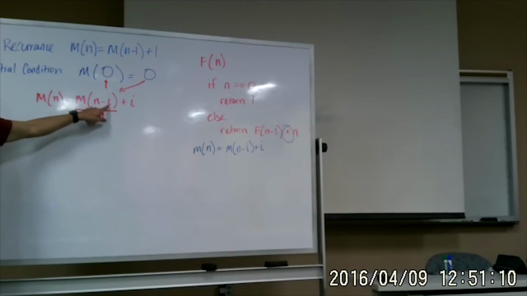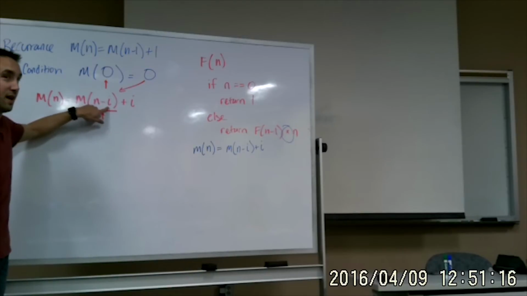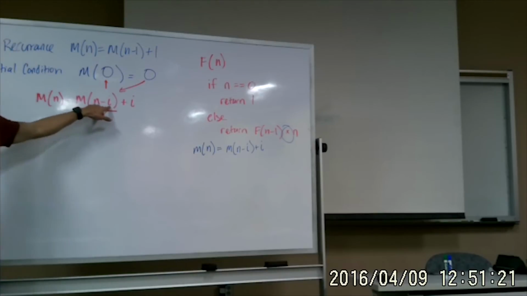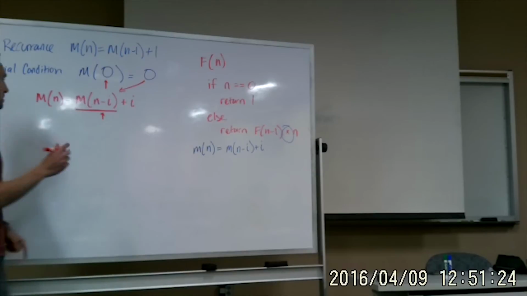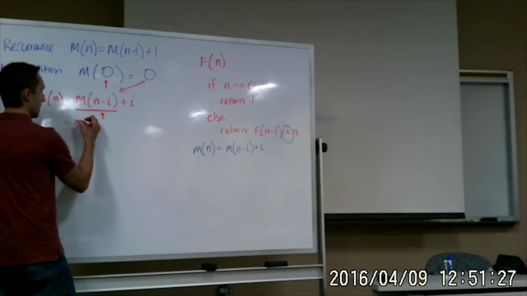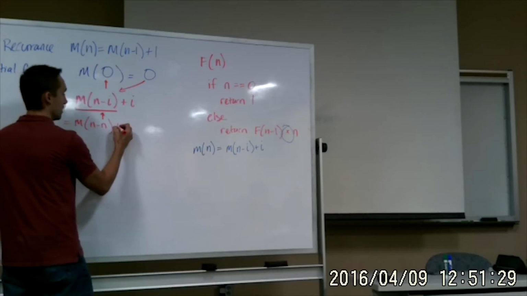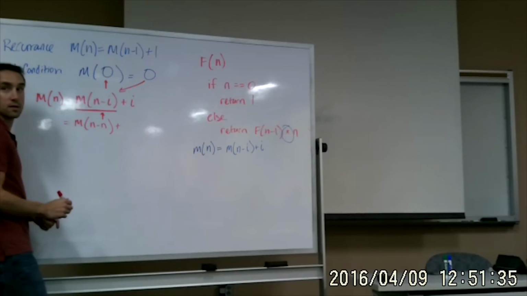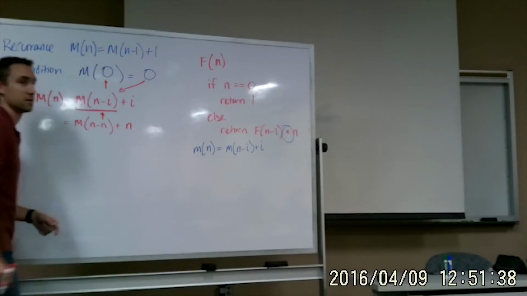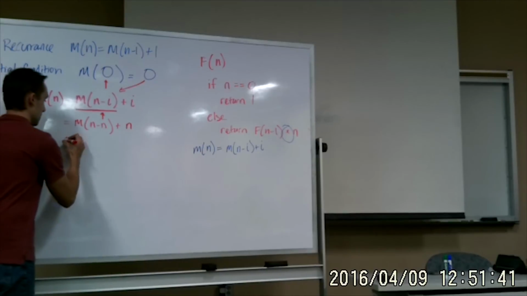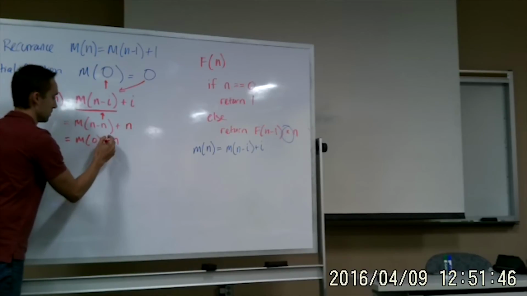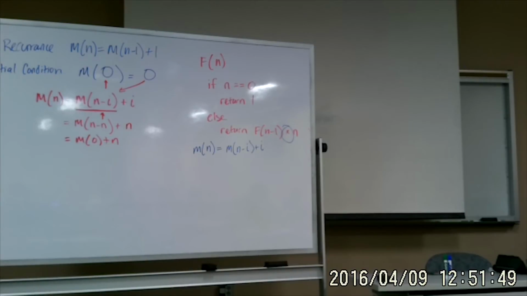N minus 0 is n. So what can we subtract from n to get 0? N. We plugged in n for i here, so what do we plug in here? N. Right?